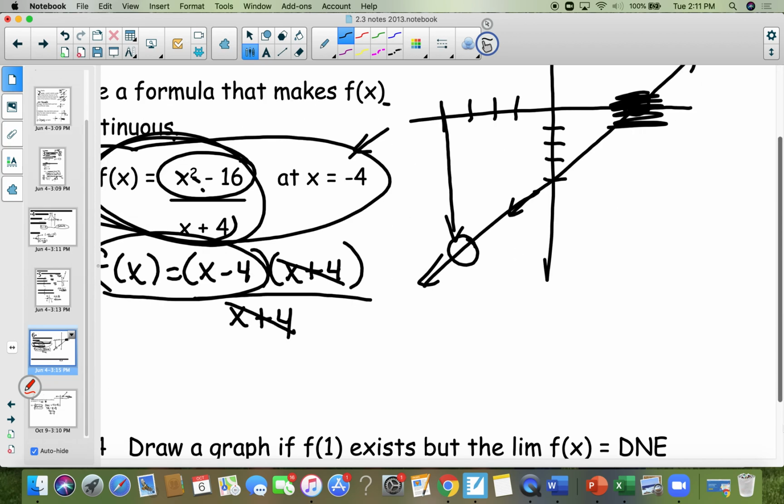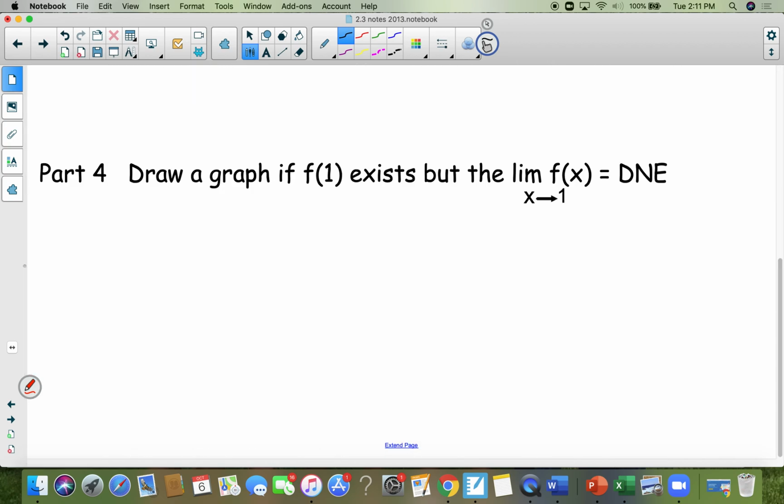I'm going to ask you to do this one on the test. Draw a graph if f of 1 exists, but the limit of f of x as x approaches 1 does not exist.